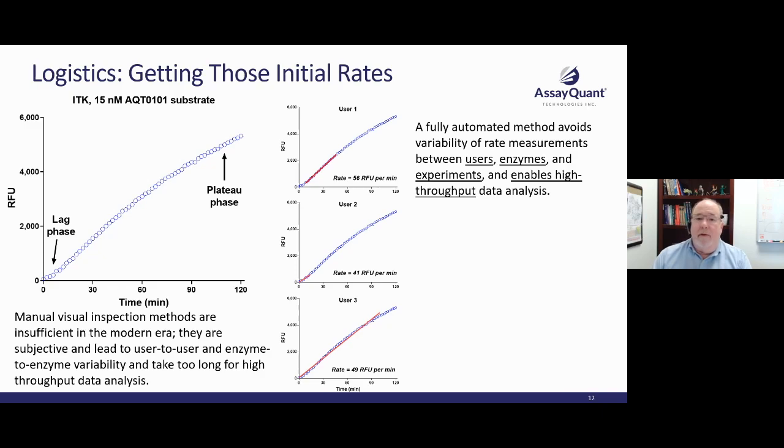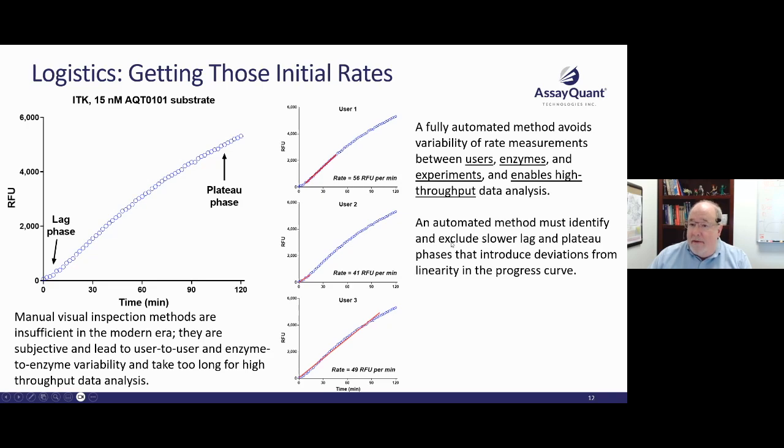So what we need is a fully automated system that allows us to have consistency between the enzymes from experiment to experiment, from user to user, and allows us to crunch the data that comes out of all of these plates at the same time. So we have developed an automated system that allows us to find the linear range. It allows us to avoid the lag part, avoid any potential saturation that might be happening, and really zoom in on this linear portion here.